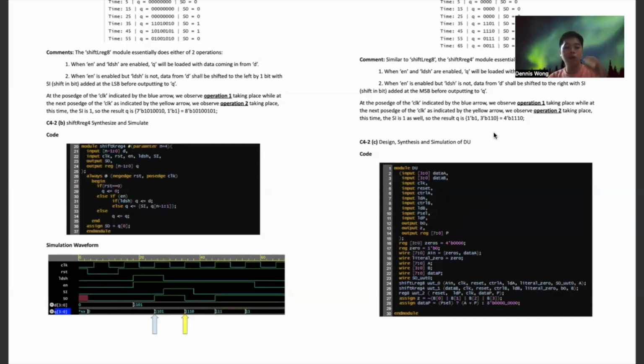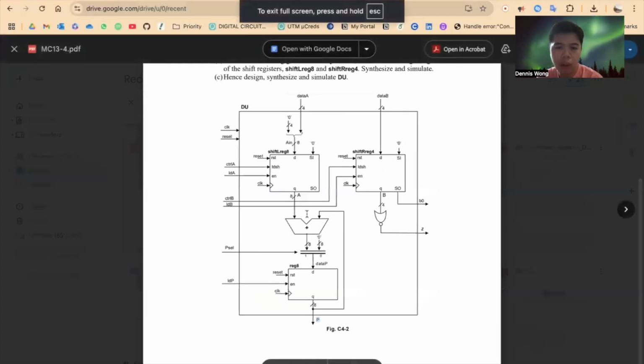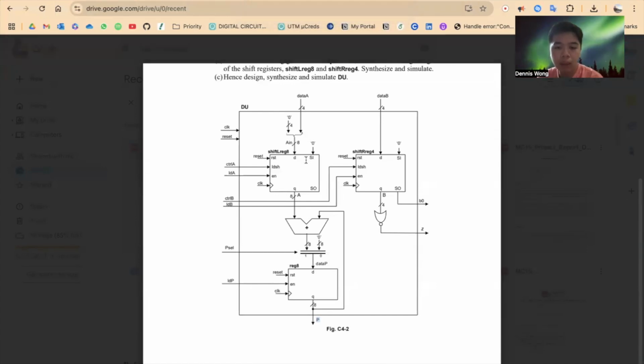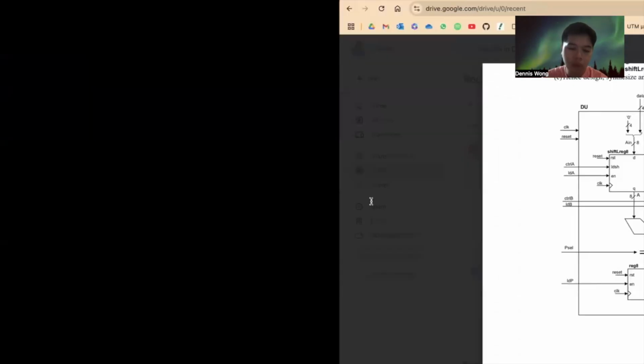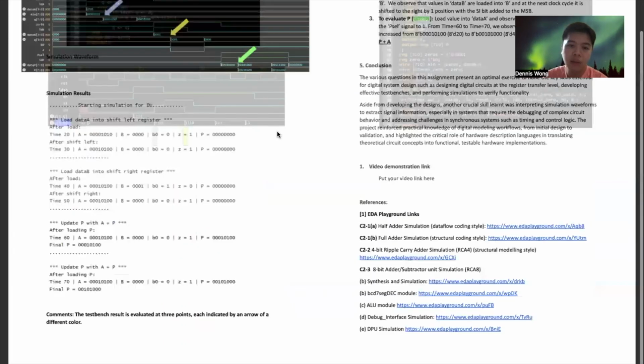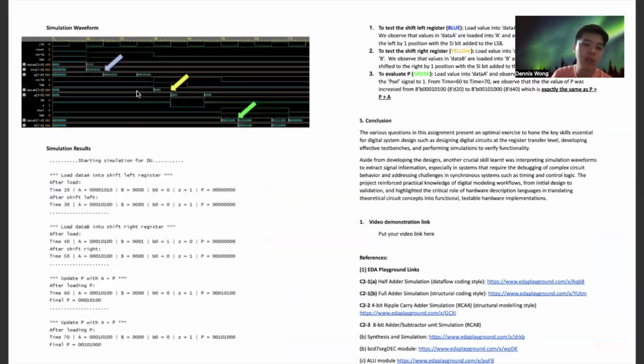Finally, we do a simulation for DU. So DU is a combination of the three modules I mentioned previously: shift left, shift right, and register 8. It is actually from this DU module. Basically, it models this behavior. The simulation is done in tranches, because we have to see the behavior at different levels to verify that it works.